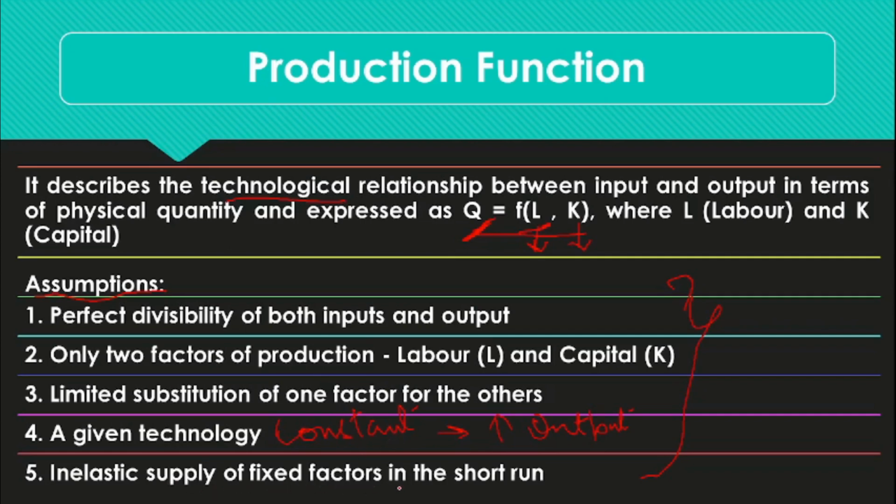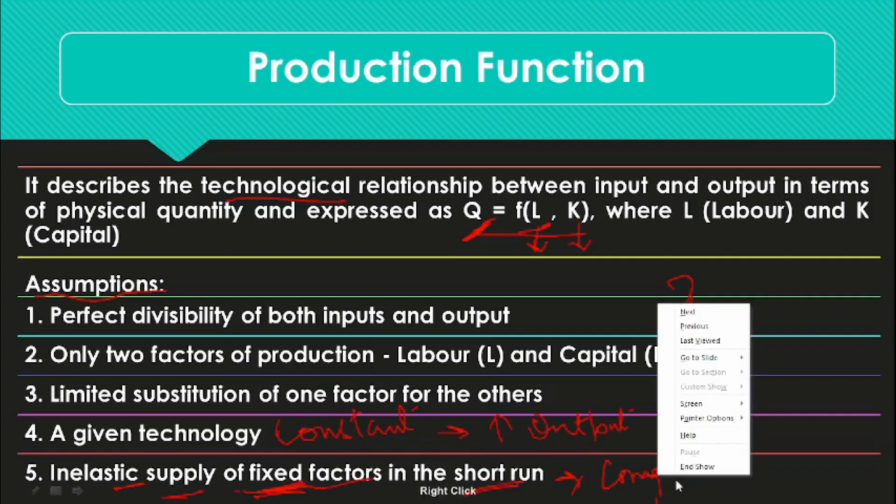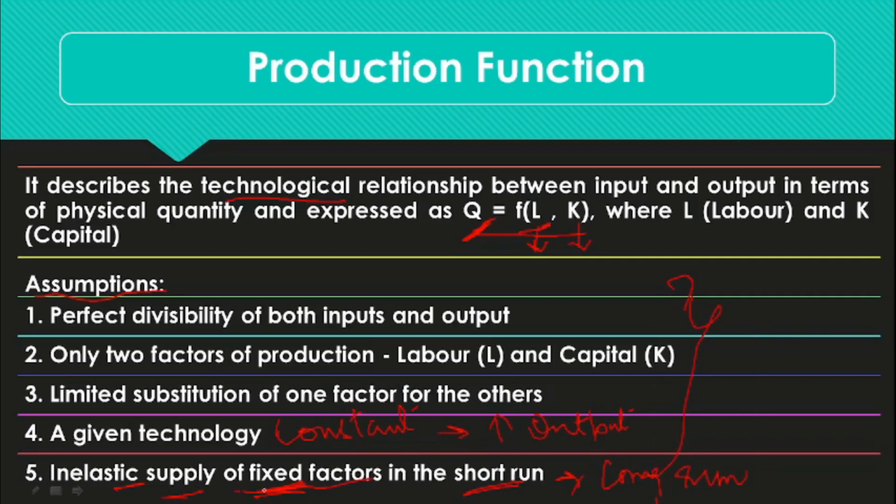Inelastic supply of fixed factors in the short run. I have already discussed this: when we are considering the production function in the short run, all of the factors of production cannot be changed, or they are not elastic. So the supply of some of the factors of production is inelastic, and they are called fixed factors. It happens in the short run. What happens in the long run? In the long run, the supply of all the factors is elastic, meaning it can be changed or modified. So none of the factors are fixed, they are all called variable. Yes, proportionality: there will be proportional differences between the two variables.